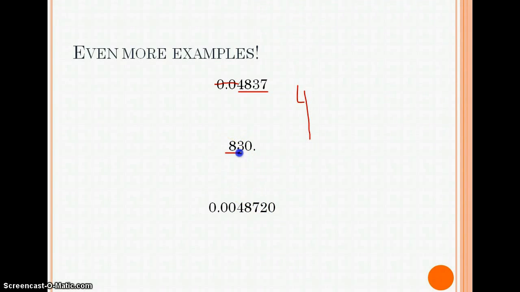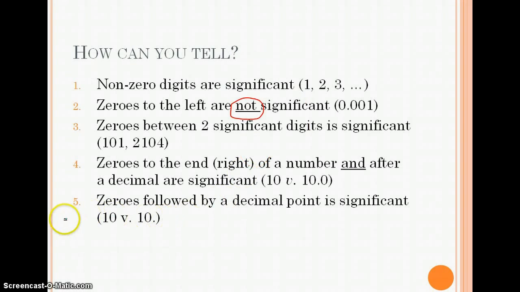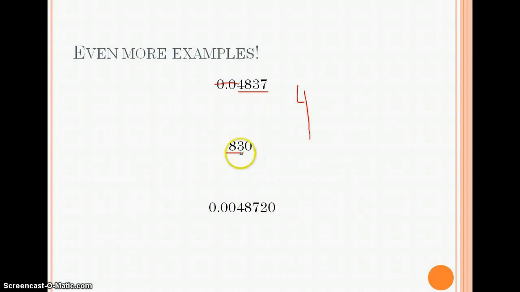Here we have 2, and then we have this 0 with this decimal point at the end. If we look at rule number 5, zeros followed by a decimal point are significant. I guess I made a lot of mistakes when I was writing this down. So we have 3 sig figs.